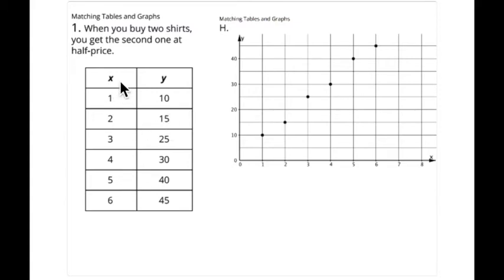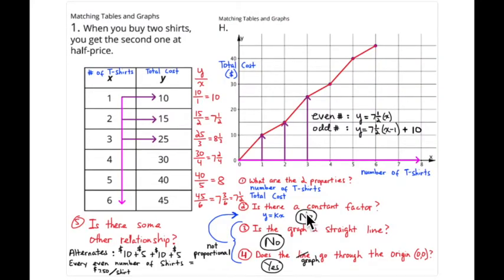So the x value is the number of t-shirts. The y value is the total cost of those t-shirts. So the two properties are number of t-shirts and the total cost of those t-shirts. Now, is there a proportional relationship? So you take the total cost and you divide it by the number of t-shirts. So you're getting number of dollars per t-shirt. So if you buy 1, you pay $10 for that 1 t-shirt. If you buy 2, you pay $7.50 for those 2 t-shirts per t-shirt. Total of $15, but $7.50 per t-shirt.